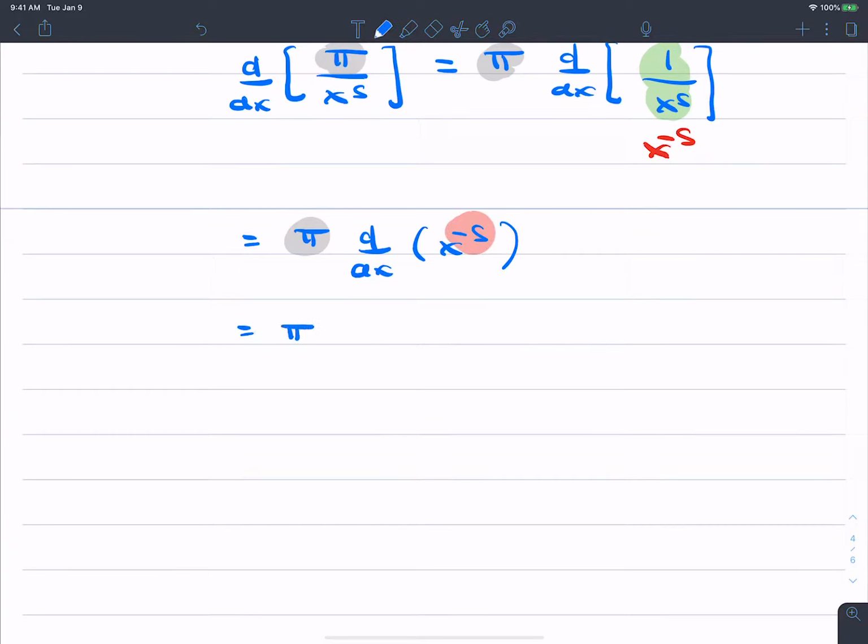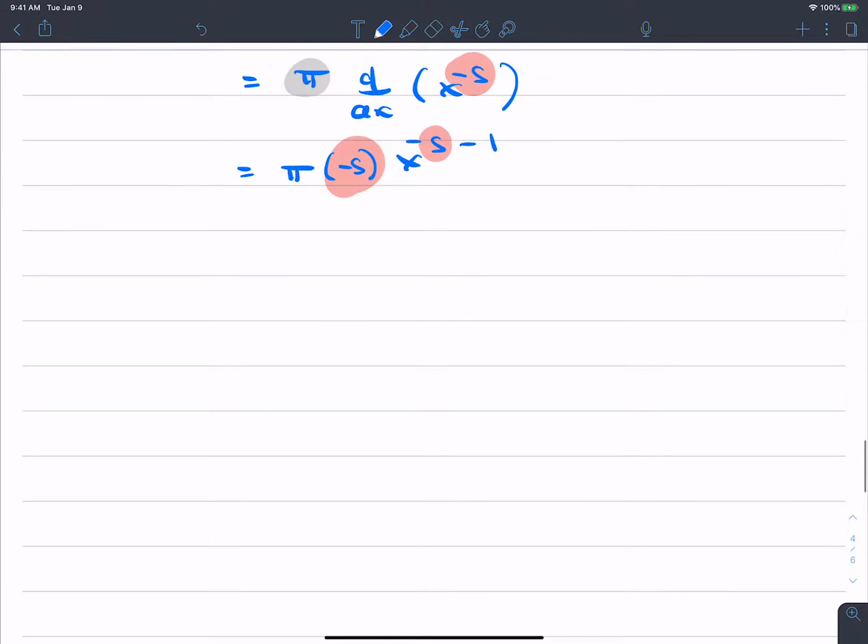So we got pi now. Power x to the power minus 1. Negative 5, right? That's still negative 5. So you're going to get negative 5 pi x to the negative 5 minus 1. Negative 5 pi x to the negative 6.